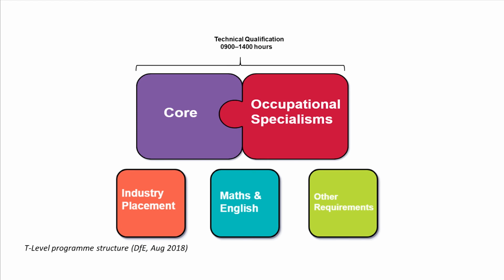Now let's cover the T-level qualification and look at the architecture of T-levels in general and what common themes define them. Generally, the overarching T-level programme consists of 5 key elements.